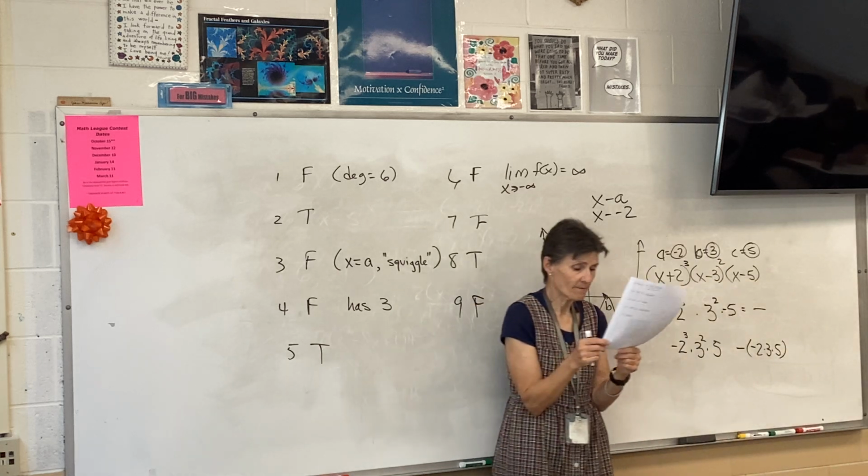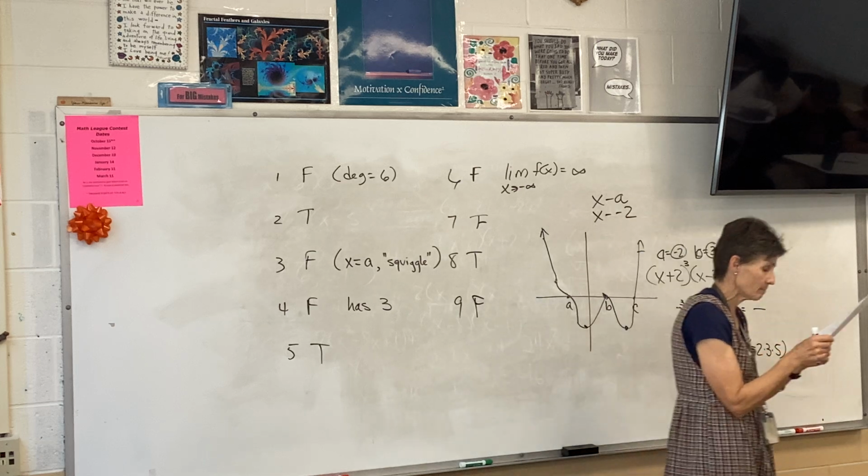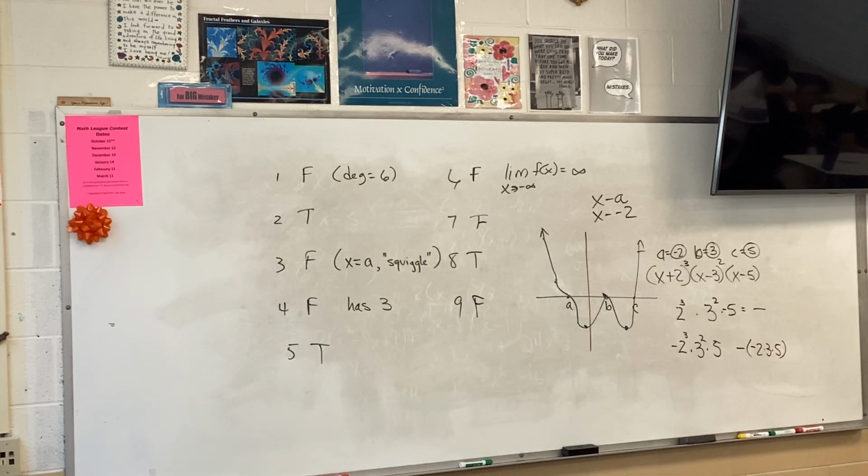Where is the function decreasing and the graph concave up? Now, if the function is decreasing, that means it's going down. So where are we down and concave up? Negative 2 to 1. No. Negative 1 to 1. I think negative 1 to 1 looks good.